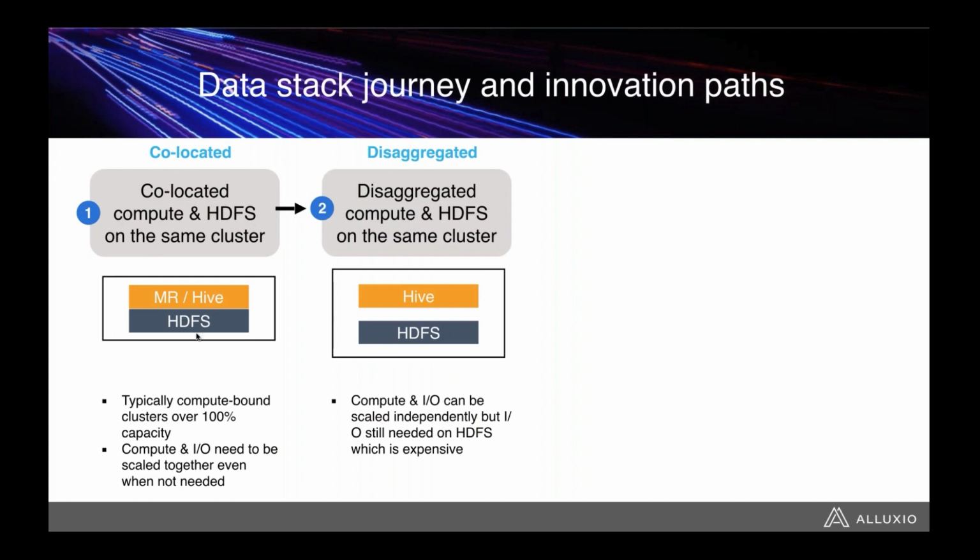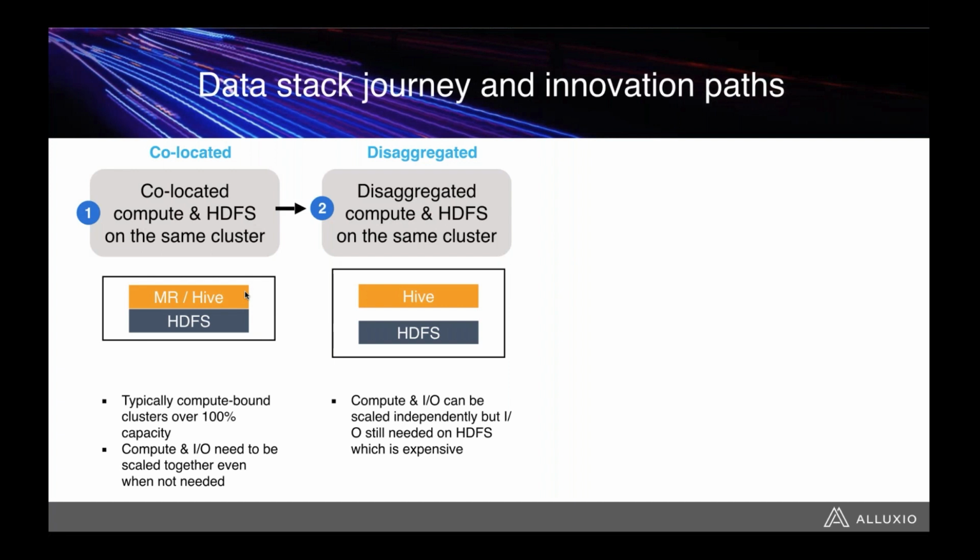So step one, everything is co-located. You have your MapReduce or Hive workloads on top of your HDFS. Everything is running on the same node, and you could have a 1,000 node or 2,000 node or n node cluster, but it is all co-located.